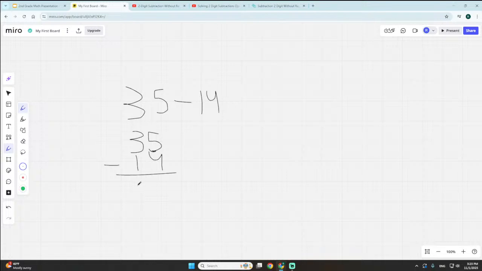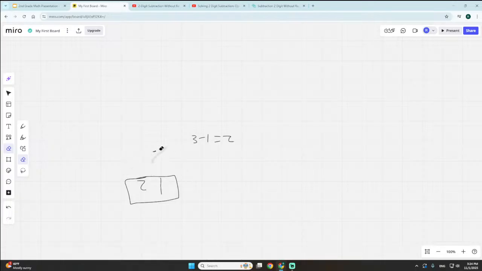Okay, let's go over how to solve this problem. So first, we want to subtract the ones place. In 35, the ones place is 5, and in 14, the ones place is 4. So 5 minus 4, here we get 1. Now let's do the tens place. The tens place in 35 is 3, so that's 30. And the tens place in 14 is 1. So we get 2 for the tens place, which would be 20. So the final answer is 21. 5 minus 4 is 1. 3 minus 1 is 2.